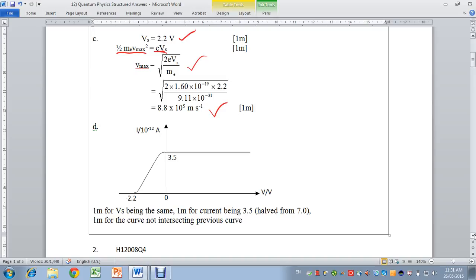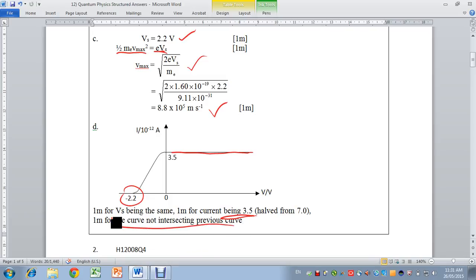But here is what you need to have. Number one, first you need to label the stopping potential, and it must be the same as previous, so you should join up the curves such that they are the same. Number two, because the intensity is halved, the number of photons is halved, so the current must be halved. That means this straight line here is at 3.5. Next, your curve must not intersect the previous curve.